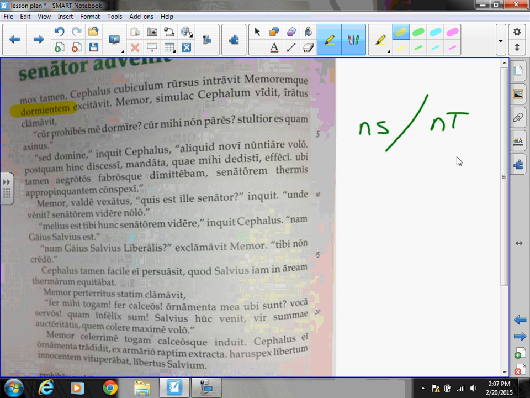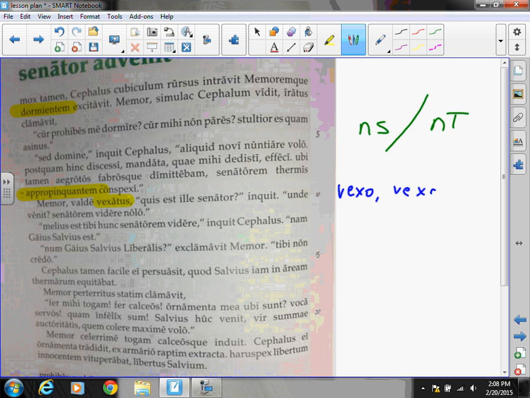Next one, we have... I don't see one yet. Give me a second. Here's another one. Appropinquantem. That would be a present active participle. Again, we see the NT. Next one, vexatus. I don't have an NT. I have to remember that vexatus is the fourth principal part of vexo. So if I look up vexo, it's going to say vexo, vexare.